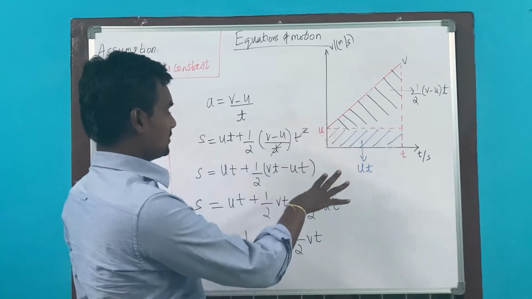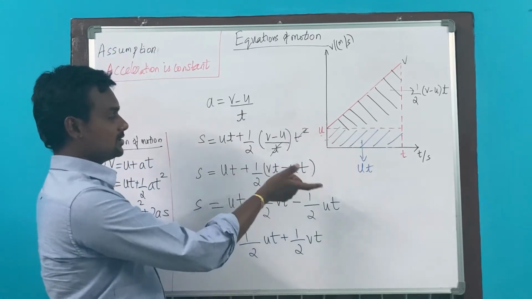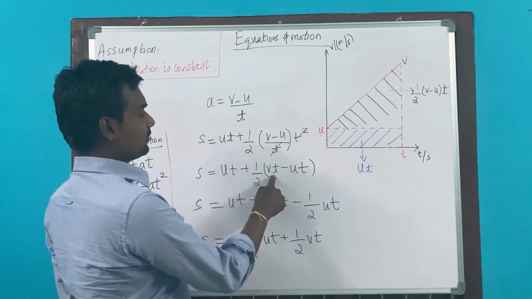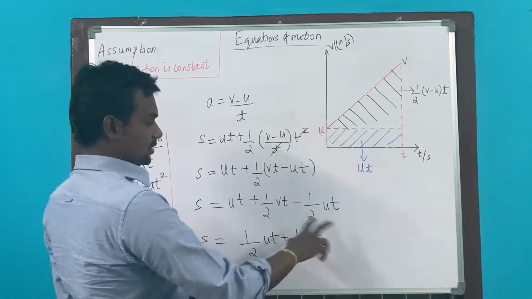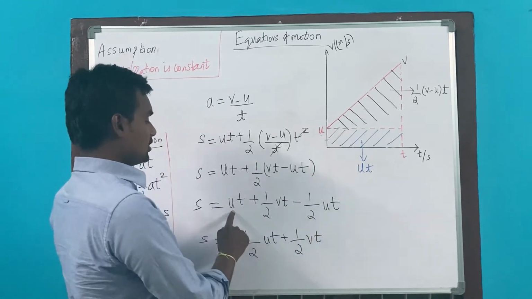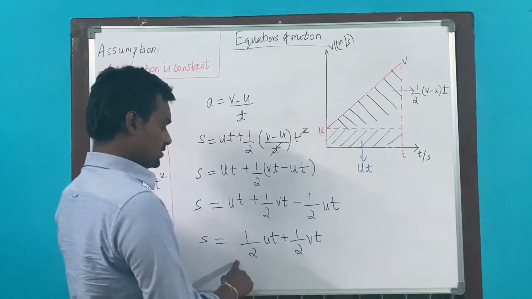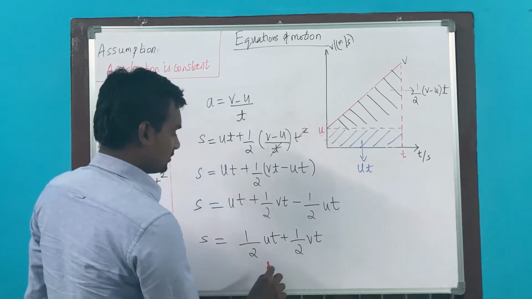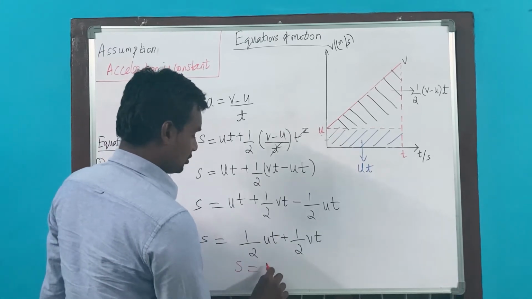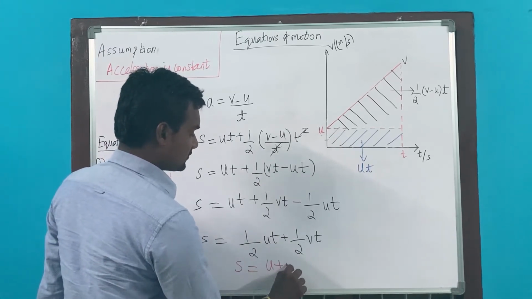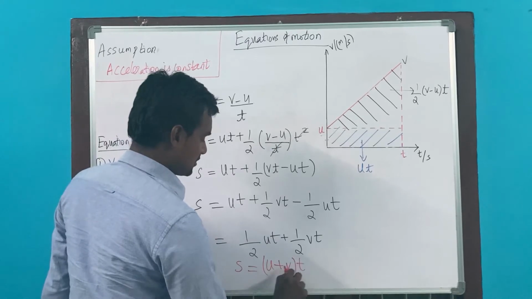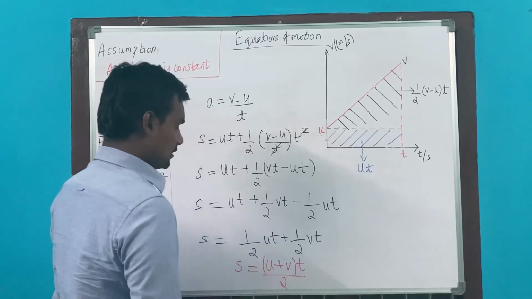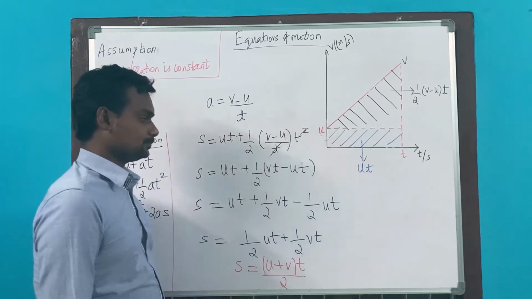So one T disappears. I am multiplying T inside, so you get UT plus half VT minus half UT. Now if I expand the bracket, that's what you get. So you get UT minus half UT, that becomes half UT. If I write the final equation here, that basically becomes S is equal to (U plus V) times T by 2. So this is the fourth equation of motion.